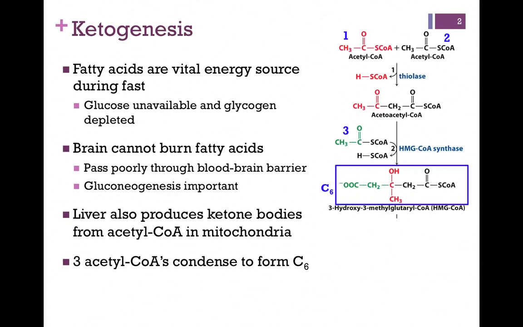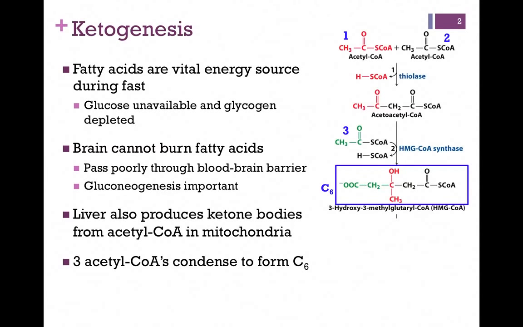Unfortunately, the brain cannot burn fatty acids. They pass poorly through the blood-brain barrier, and so it needs a source of glucose. In this case, then, gluconeogenesis by the liver is very important to supply the glucose that the brain needs. The liver can also produce ketone bodies from acetyl-CoA in the mitochondria, and the brain can use these ketone bodies. It can cross that blood-brain barrier, and it can use those as fuel.